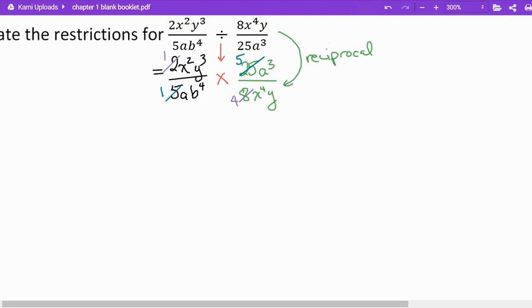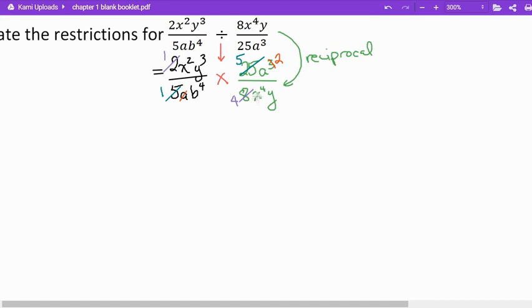Now for variables, it's like we're saying a cubed divided by a. Okay, so we're going to cancel the a, and the a cubed becomes what? A squared. Good. Okay, let's look at the b. Well, there isn't a b in the numerator. Let's look at the x.